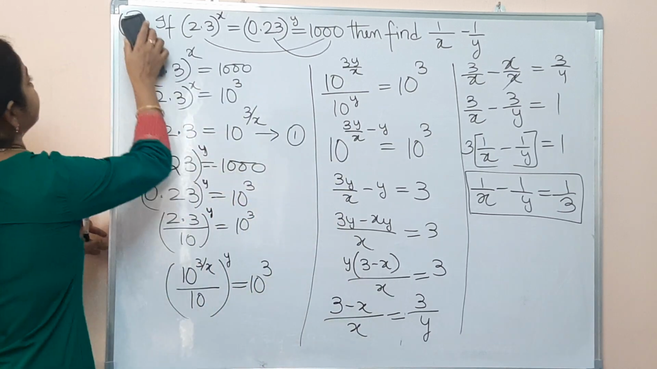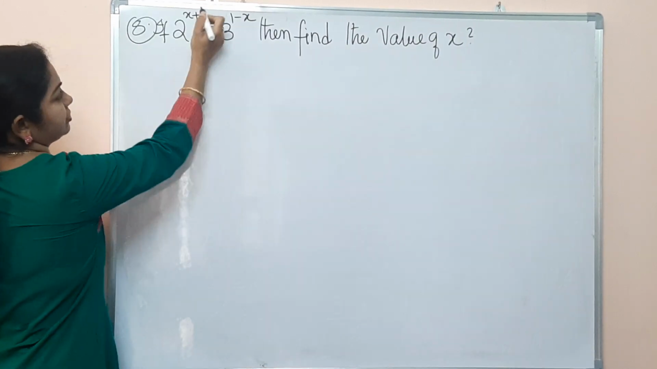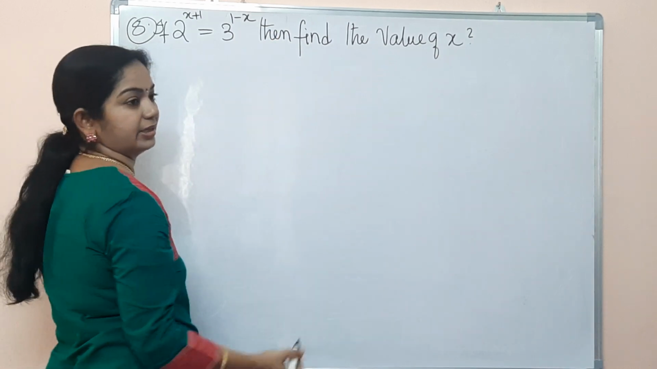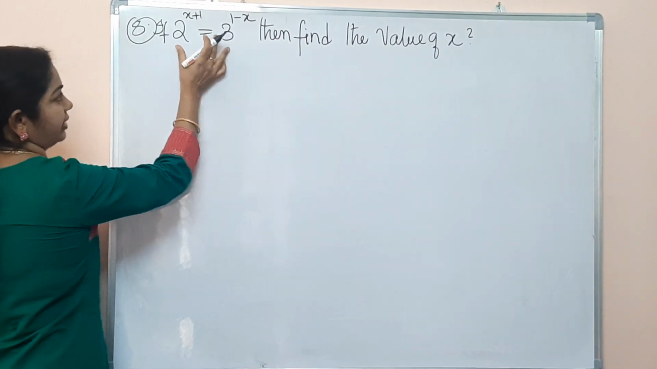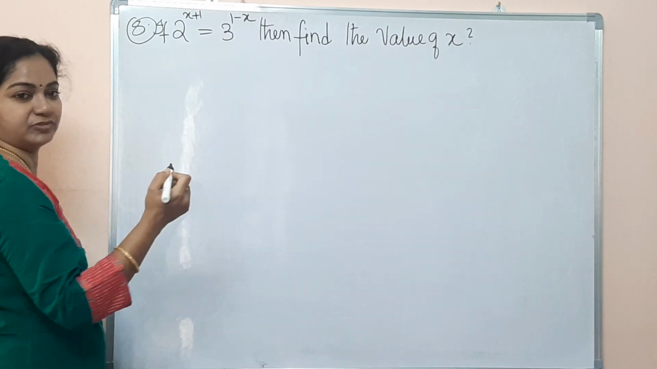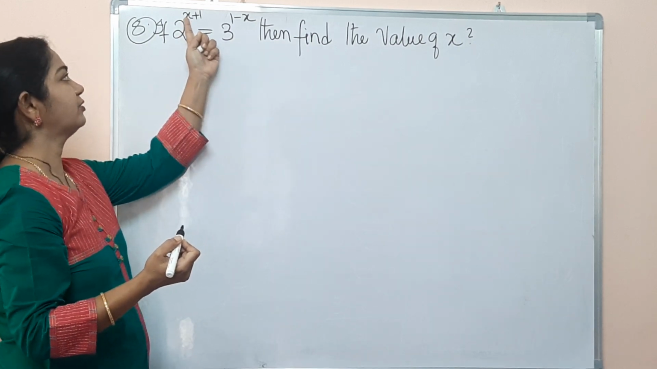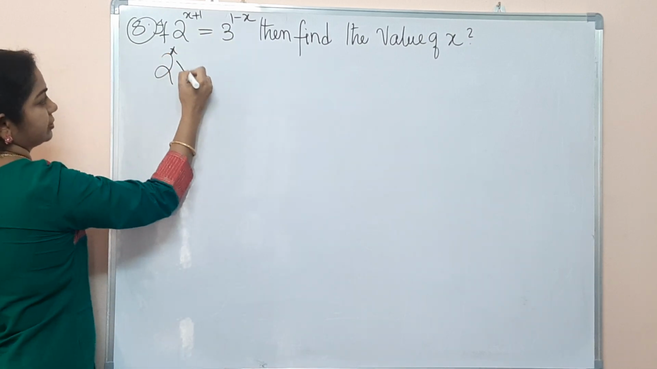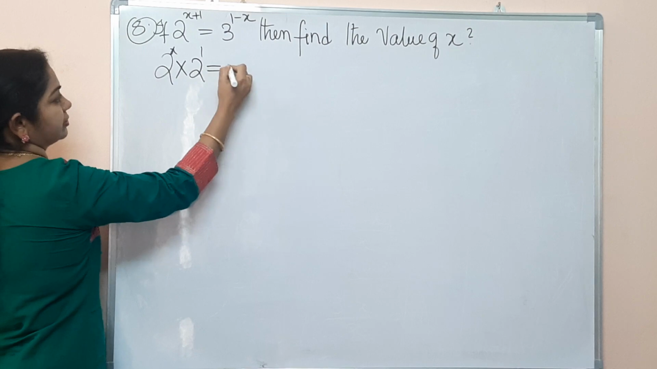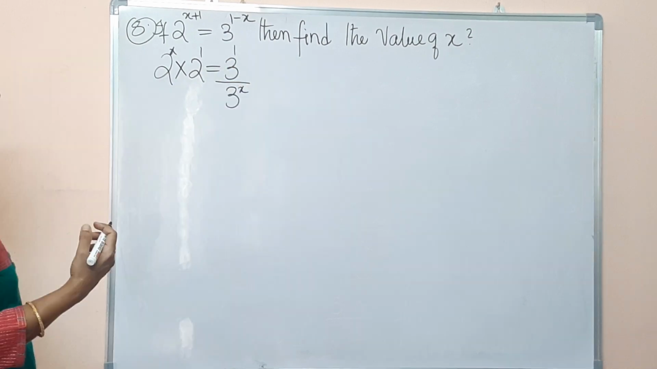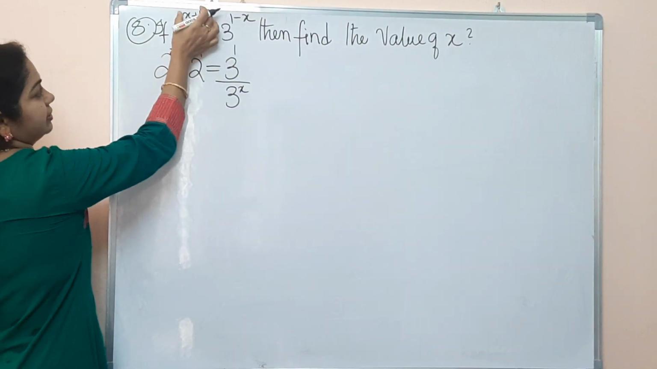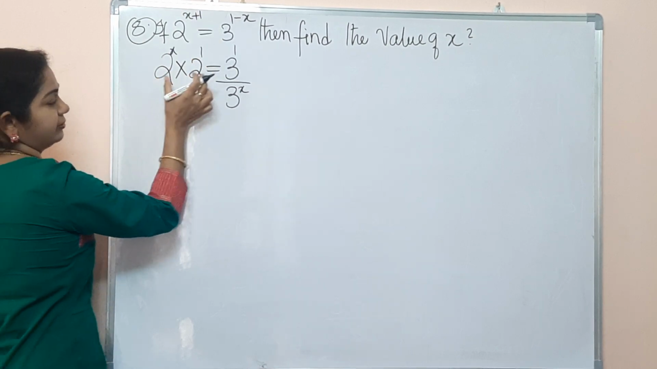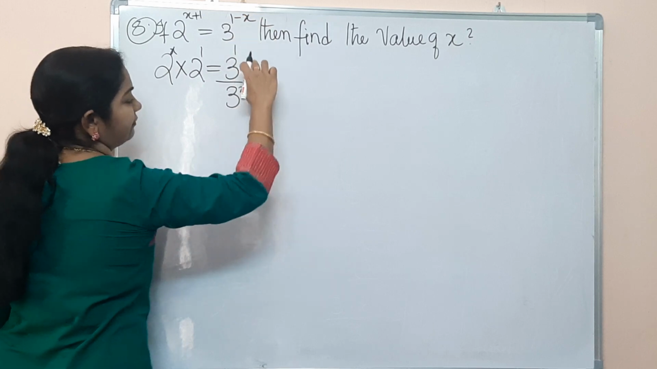8th problem. 2 raised to the power of x plus 1 equals 3 raised to the power of 1 minus x. Then find the value of x. We have to find just the value of x. Here, let's see here. This is an exponent, 2 raised to the power of addition, so I'll write it in the form of multiplication. To the power of 1 by 3. See here, there is plus in the exponent, so we have multiplied. Here there is minus, we have divided.